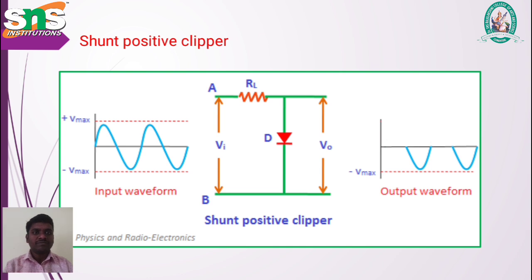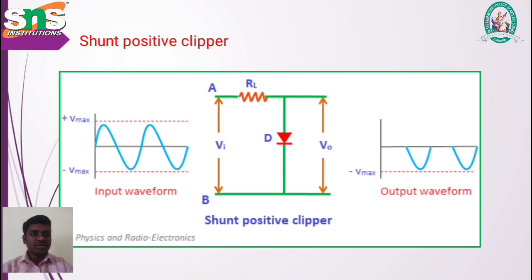In series positive or series negative clippers, we use the diode in the horizontal line, that is, in series. Here we use the resistance in series and the diode in parallel. This is the shunt positive clipper. We supply a sine waveform as input to the shunt positive clipper circuit, and we get the output in which the negative half is cut off.